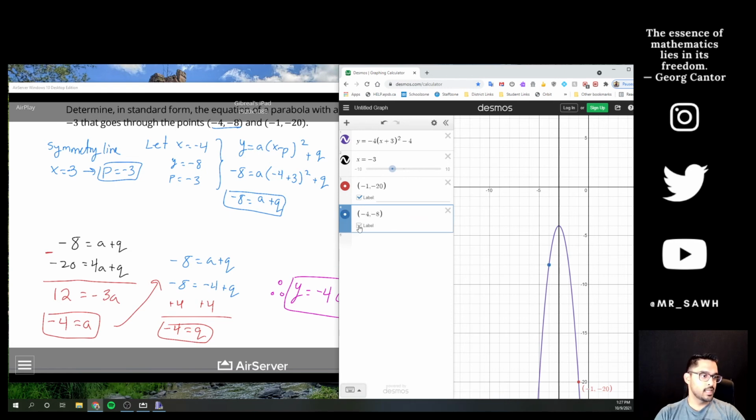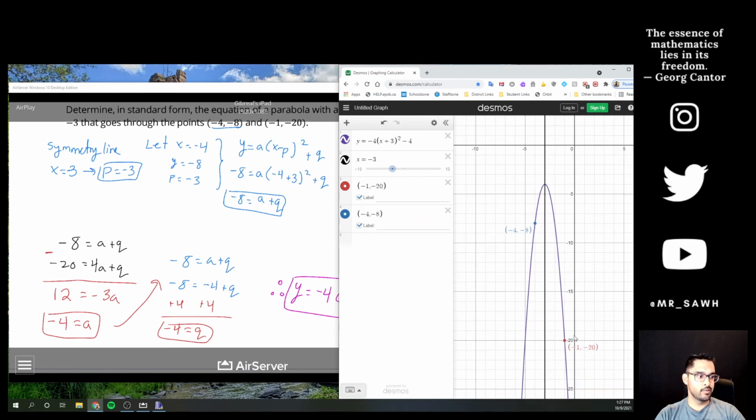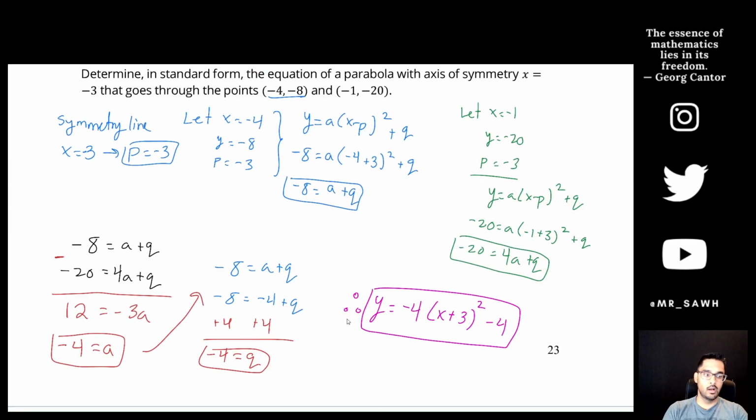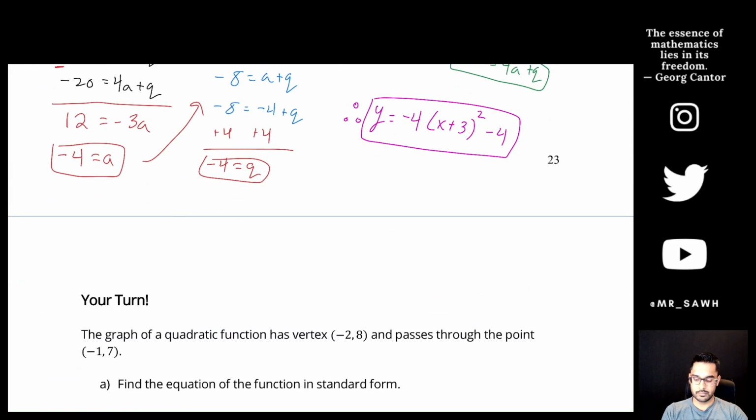And you can see that that point is on the line as well. So neither of the points were the vertex, so I couldn't have used them for P and Q, which is why I needed the symmetry line to tell me that it's -3. So everything is true, everything's on there like it's supposed to be, all looks good.